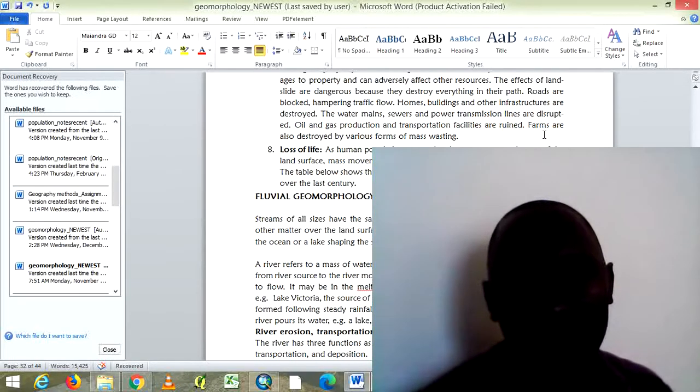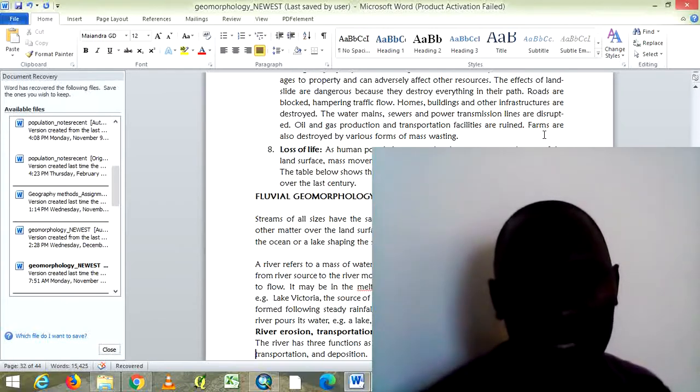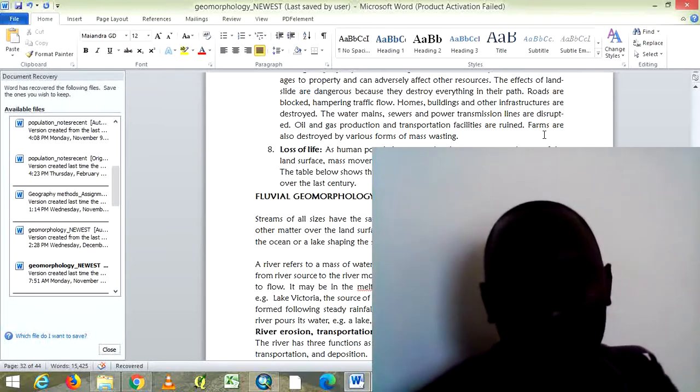It can be meltwaters of a glacier, it can be a river, it can be a lake, like for example Lake Victoria, which is the source of the Nile. It can be a spring, for example the Thames river in England, which originates from a spring. It can also be formed following a steady rainfall, for example the River Congo in the Democratic Republic of Congo. Whereas the river mouth, on the other hand, can be anywhere a river pours its waters, for example a lake, an ocean, or a sea.